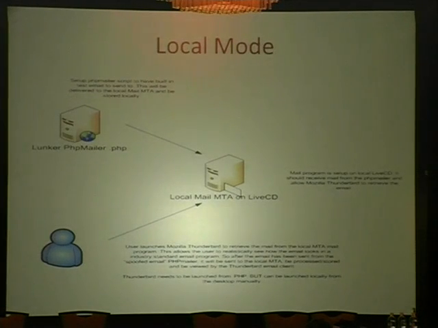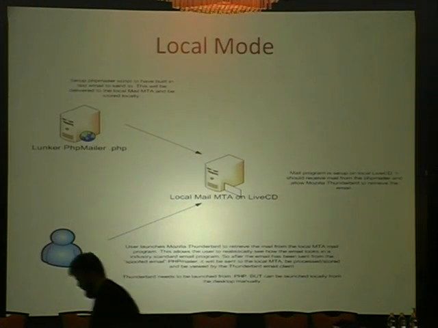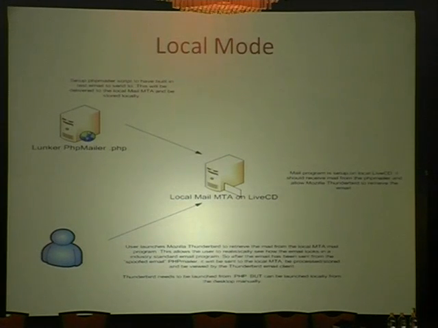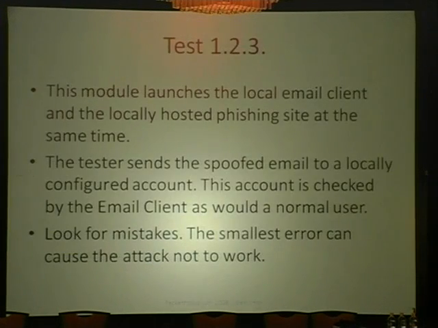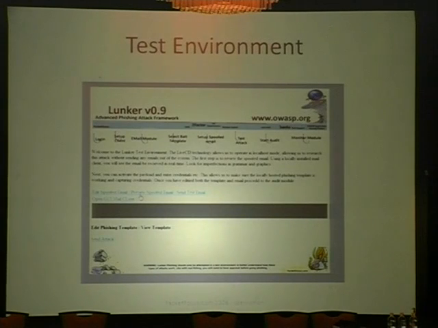A local mode, right? So the Lunker PHP mailer would have maybe a hard-coded email address or something like that in there. And it would send it locally, so your local mail server. So that's sent and it's stored locally. So in the test mode, the user would come in and say launch something like Thunderbird or an email client that we're going to set up so they can actually see the attacks come in. So you set it up in the tool, you send it out, in real time, bam, you see it come into your little email client there. So you can see how this stuff works. But that's what the test environment's for, right?